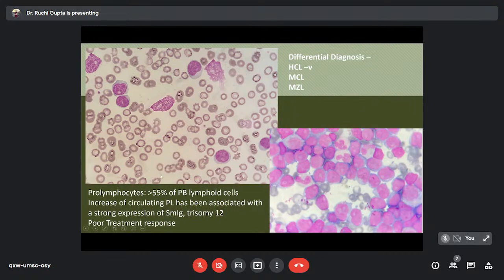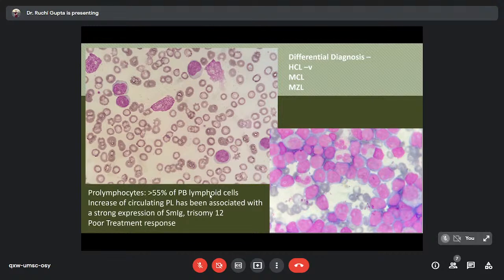We suspect PLL when such kind of cells comprise more than 55% of the peripheral blood lymphoid cells. It has been shown that this correlates with a poor prognosis, poor treatment response, and is frequently associated with splenomegaly. We expect that such cases would not really have a typical CLL-like phenotype as well. And at the genetic level, we are expecting to get trisomy 12.